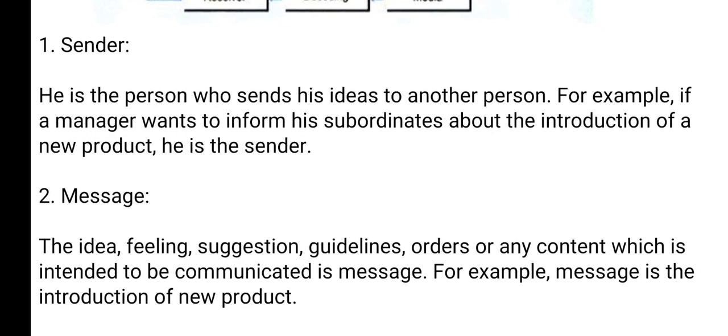Now the first one is the sender. The sender is the person who sends the message or who shares the idea or the opinion. The sender is the person who delivers a message to the recipient.